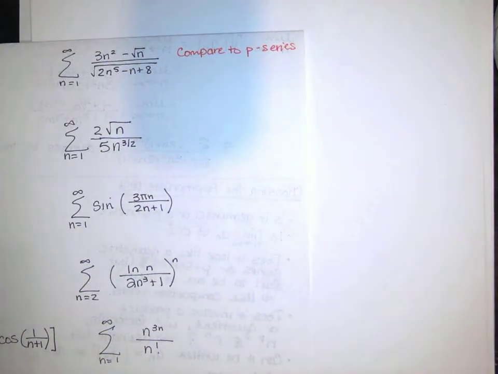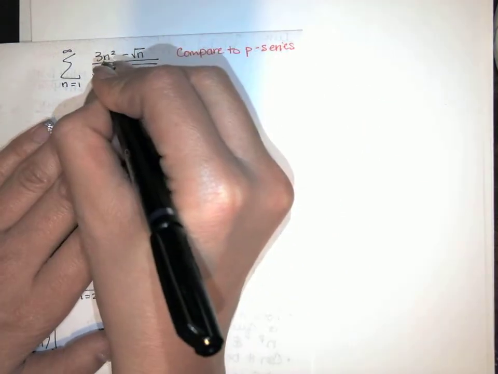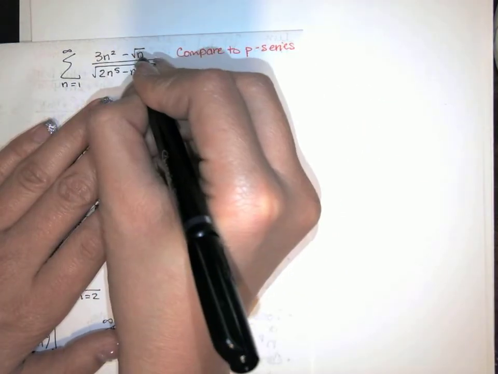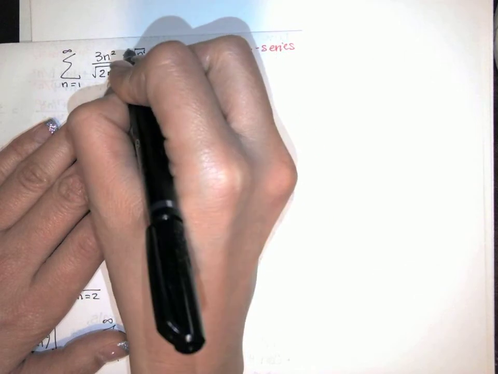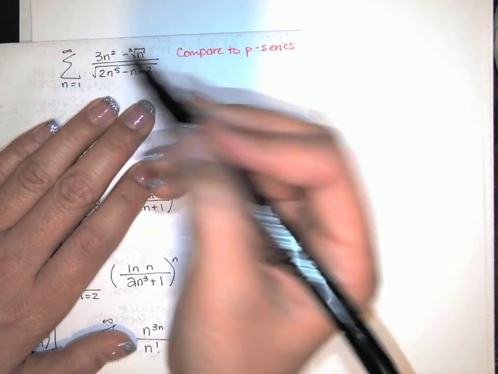And you say, which p-series should we compare to? Remember, you want to keep the terms that dominate in the numerator and denominator. So I want to keep between the 3n squared and this n to the 1/2 power, because that's what that is. I want to keep the one with the larger exponent. So I'm going to keep the 3n squared term.